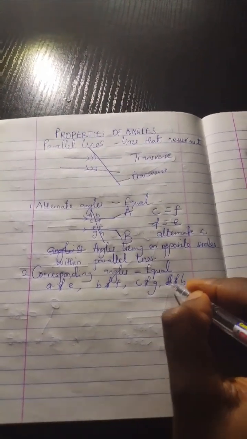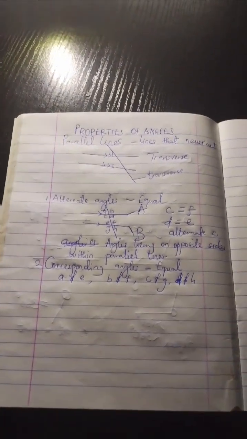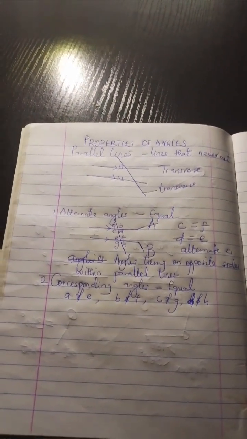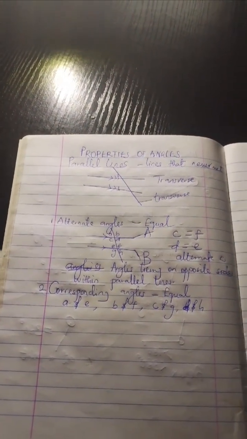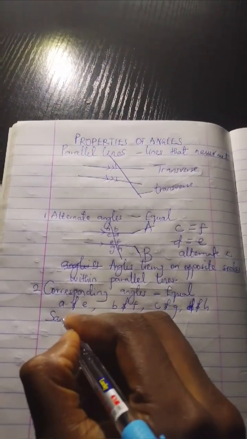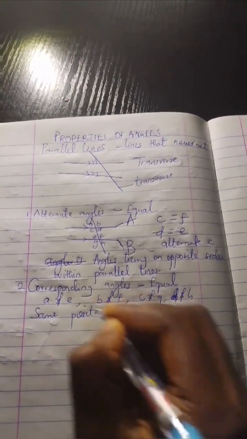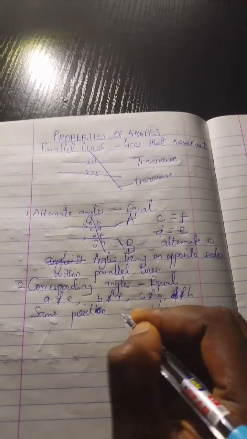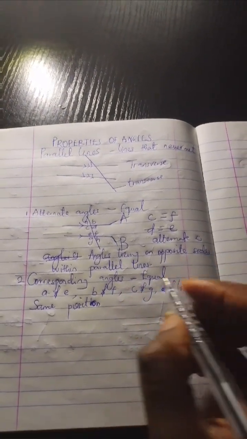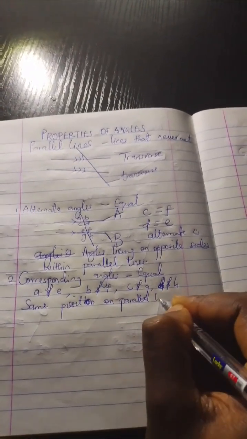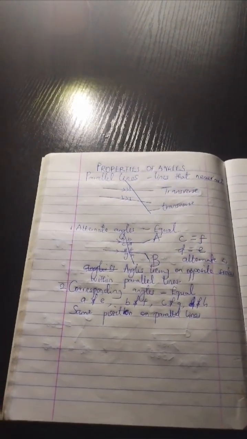From what you've seen here, you will see that corresponding angles are angles that are lying in the same position on parallel lines. Now, these are parallel line A and these are parallel line B, to avoid confusion.